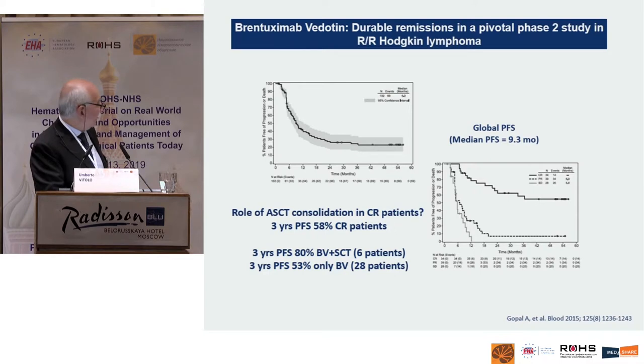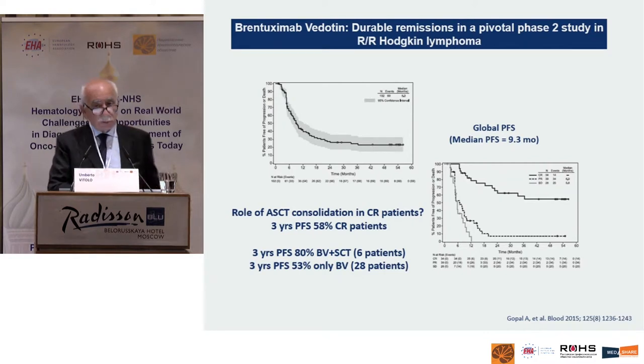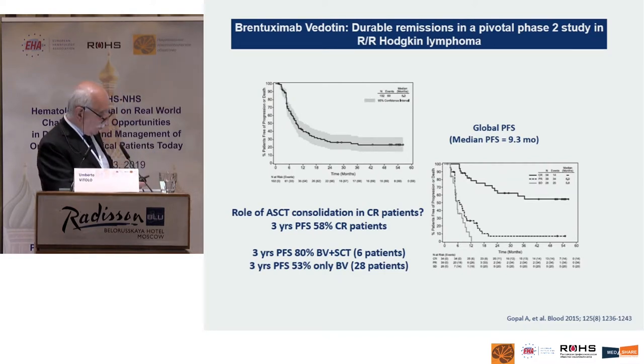The median progression-free survival was only 9 months, but if you look at the patients who achieved complete remission, the progression-free survival for these patients was 58%. This opened an issue of whether you have to consolidate these patients with autologous stem cell transplant, or just continue with brentuximab vedotin. In this study, the patients who were consolidated with autologous stem cell transplant were only 6 patients, so it's not informative from this point. It looks like they seem to have a better outcome, but again, there are only 6 patients.